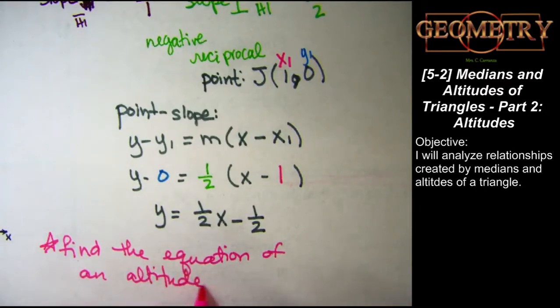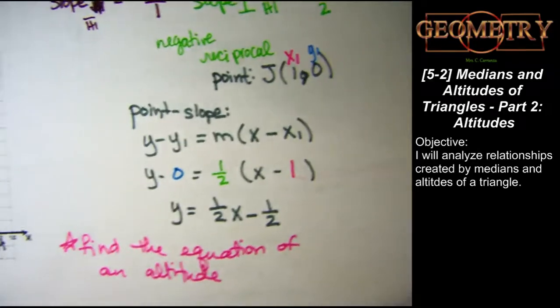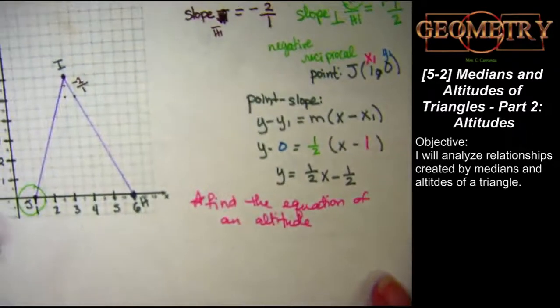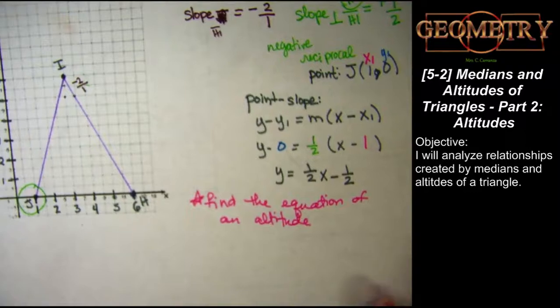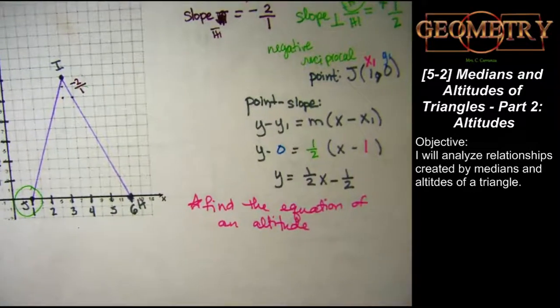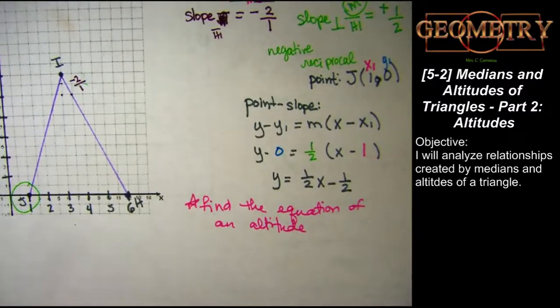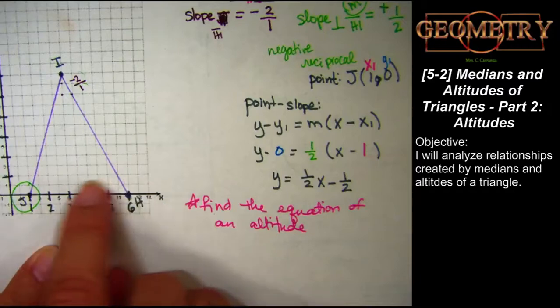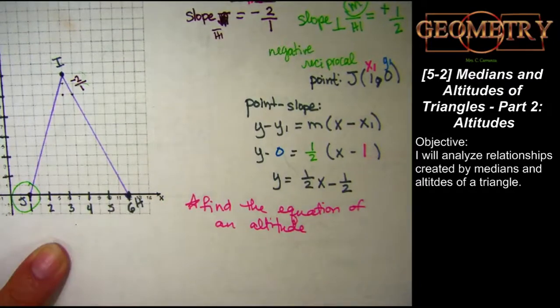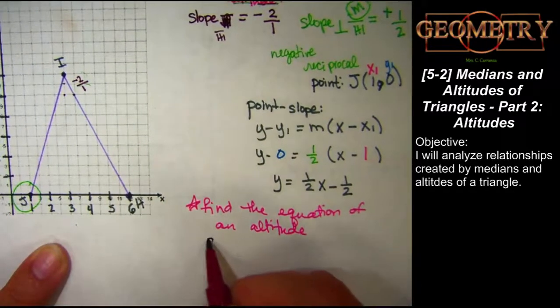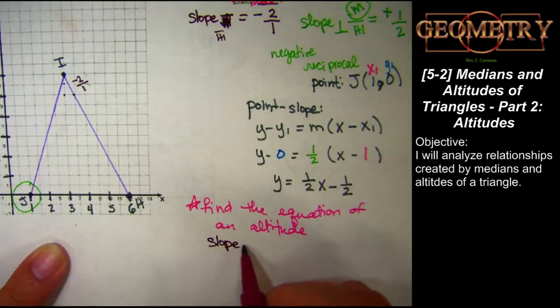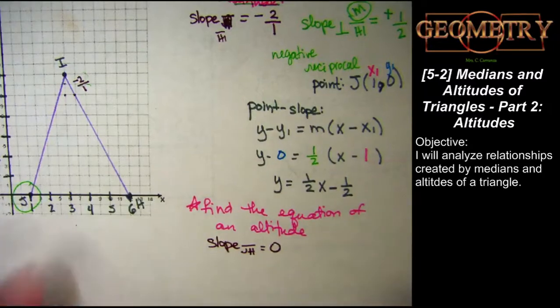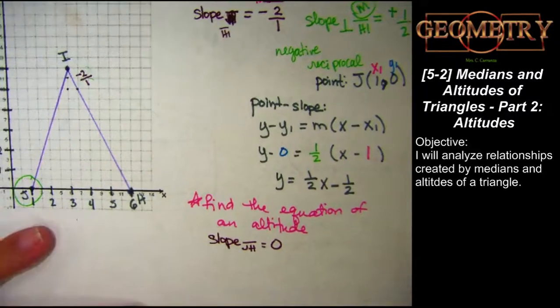And you get to decide, again, which side you want the altitude to crash into. The first step we did HI. On this one, which one do you want to do, JI or JH? JH. Alrighty. So we want the slope of JH. Slope of JH is 0 because it's a horizontal line.